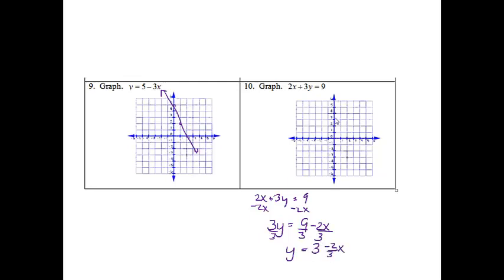So on this one, my graph is going to start at 3, and then I'm going to go down 2 over 3, down 2 over 3. And then we've got it. There's my other graph.